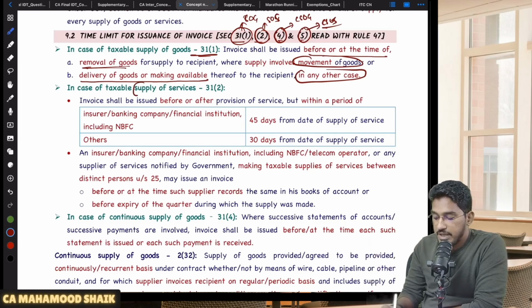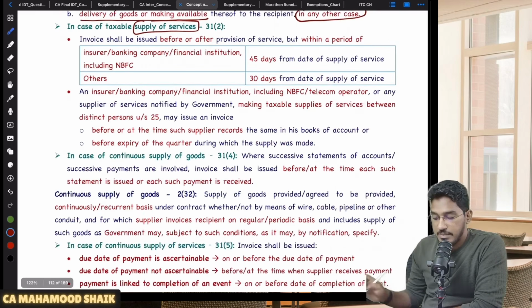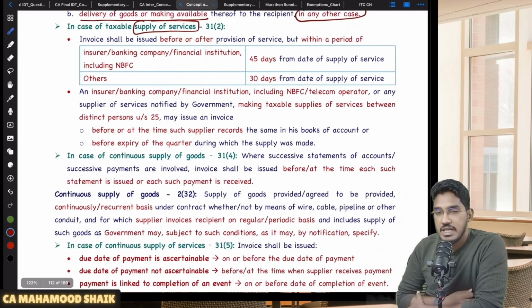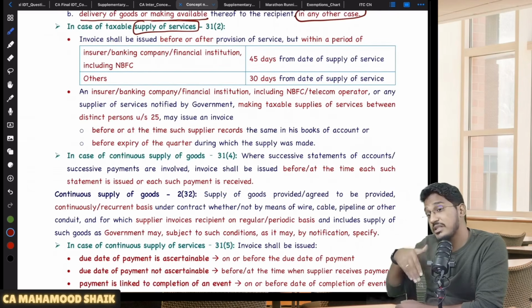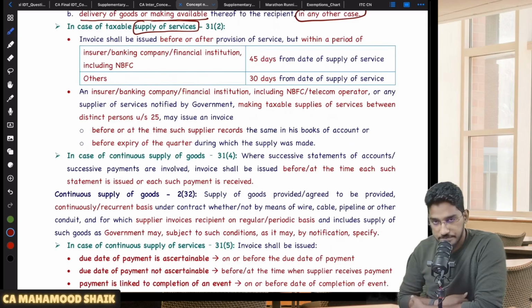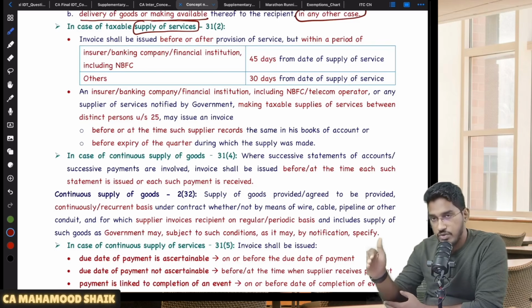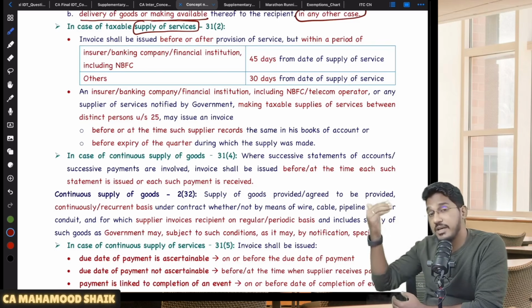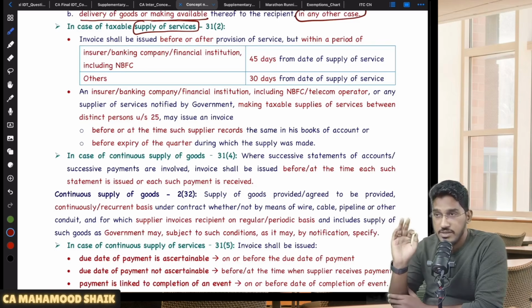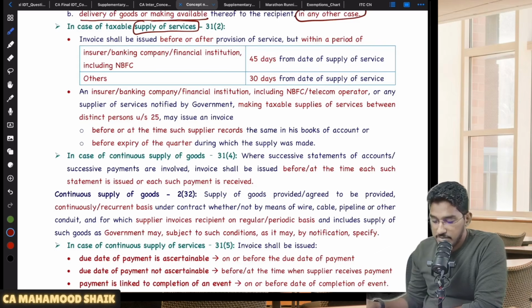Thereafter, in case of supply of services, what will be the time limit? In case of supply of services, you can give the invoice either before the supply, at the time of supply, or even after making the supply of the services. In case of supply of services, you can give the invoice before, at the time, or even after making the supply. But there is a maximum time limit. So what is the maximum time limit?